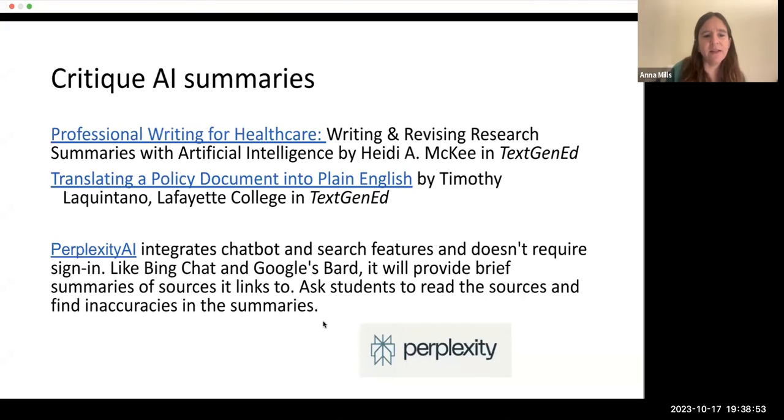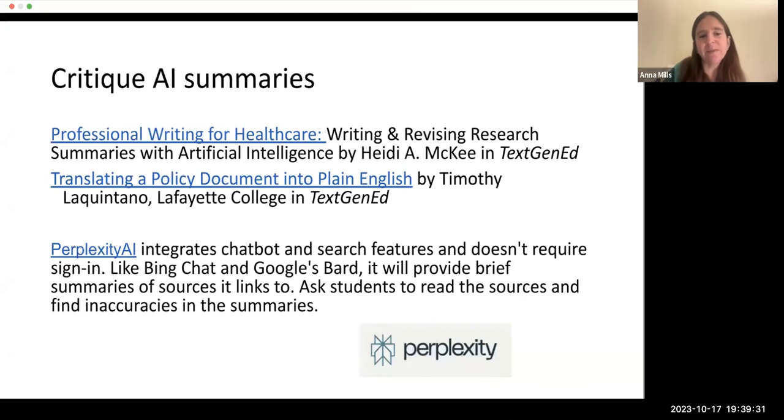And a core skill that I teach is critical reading for accurate summary. So I've seen a number of variations of activities where you ask ChatGPT to give a summary of something, and then you find the problems with that summary. You speak back to it. So you have to read more deeply to see where it's wrong, even when it's plausible. We had examples of that in professional writing from Heidi McKee and Timothy LaQuintano in Text Gen Ed.